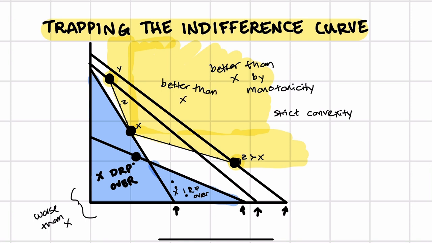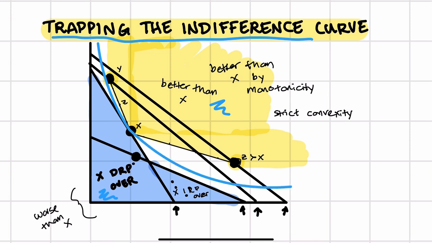And so now we'll do the trapping part, trapping the indifference curve. Where does the indifference curve through X have to lie? We know that all of these are worse than X, all of these are better than X. Then the indifference curve has to lie in the white parts only. So the indifference curve might look something like this. We've really narrowed down exactly what the indifference curve can look like. So it's going to look like something like that, right? And that's the indifference curve through X.